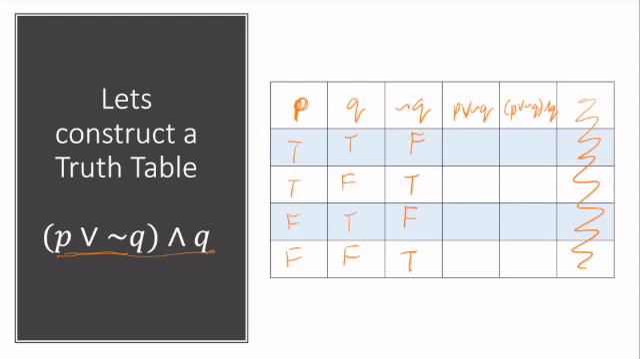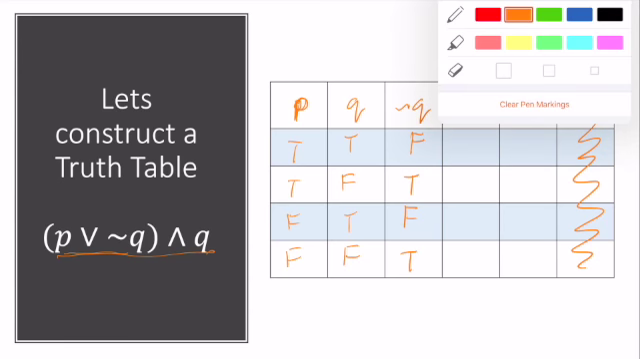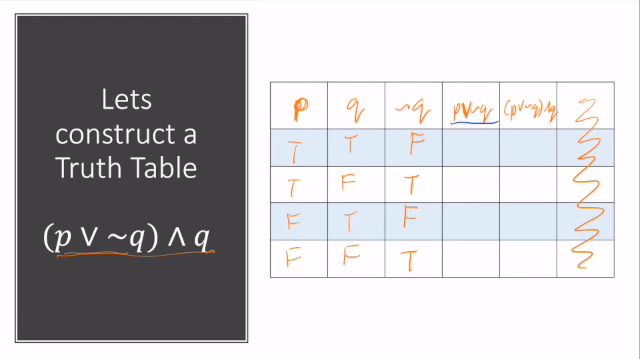So now I have P or not Q. Remember, or is true if I have one or both of them being true. So if I look here, for this column, I have P or not Q, so true or false is true. True or true is true. False or false, that's going to be a false. And then that's going to give me a true.